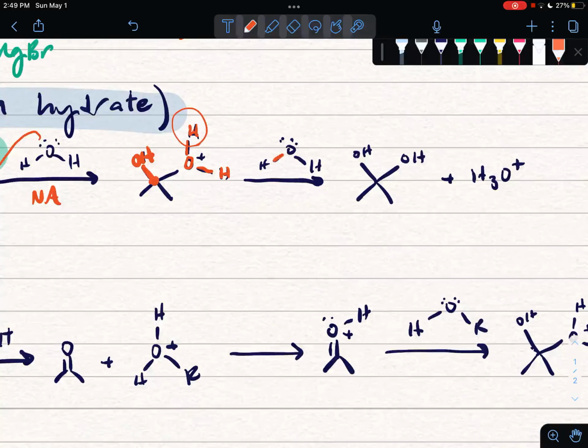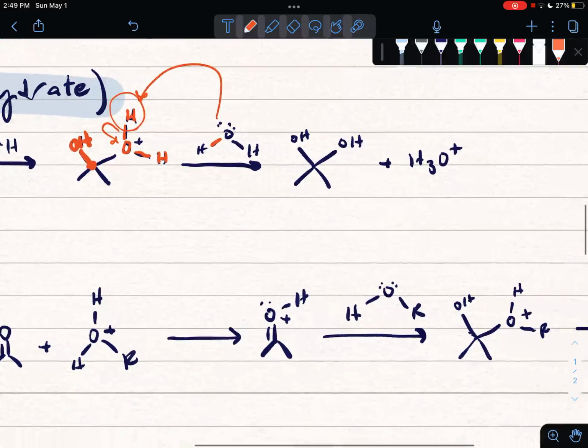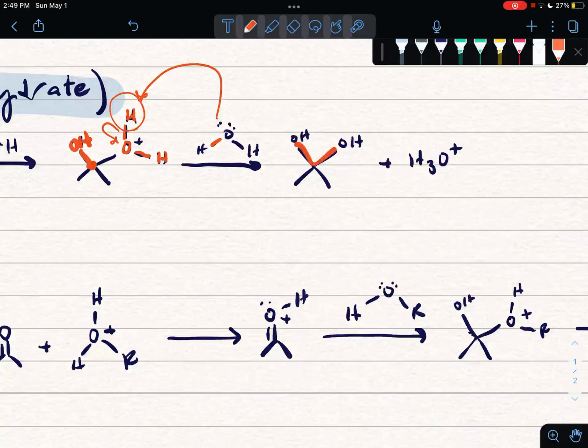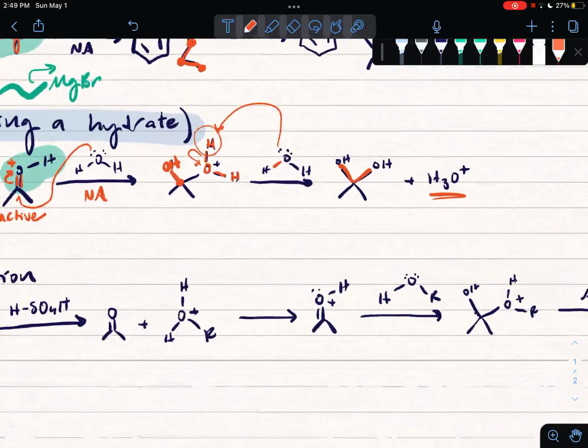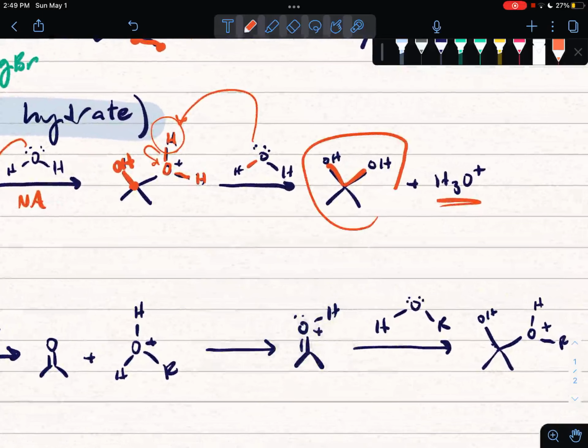So we can just use water, and these electrons can grab that hydrogen, the electrons move back down, and we get ourselves a hydrate and a hydronium ion in solution. But this is our main product.